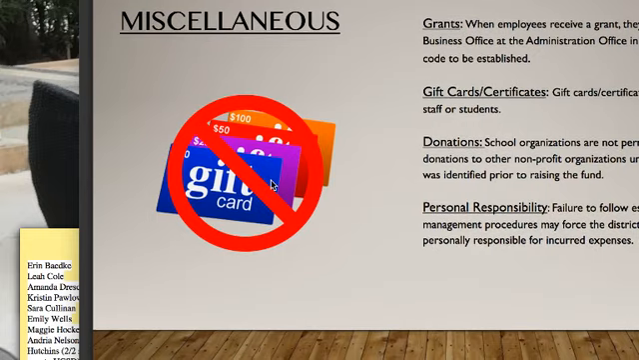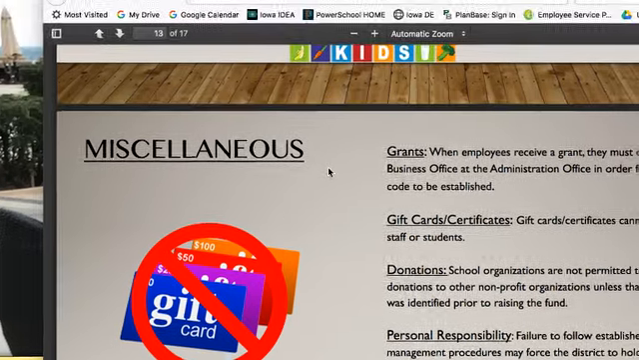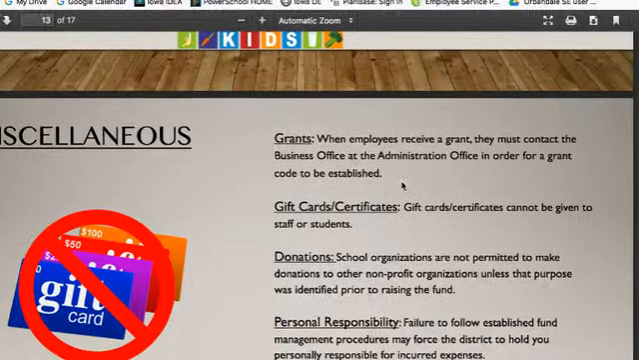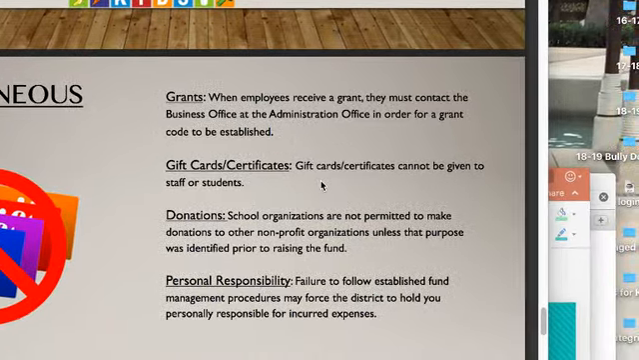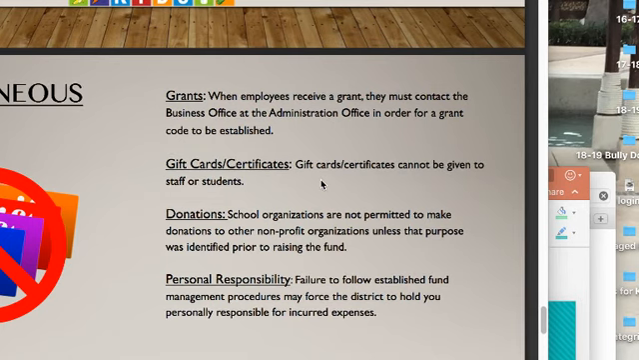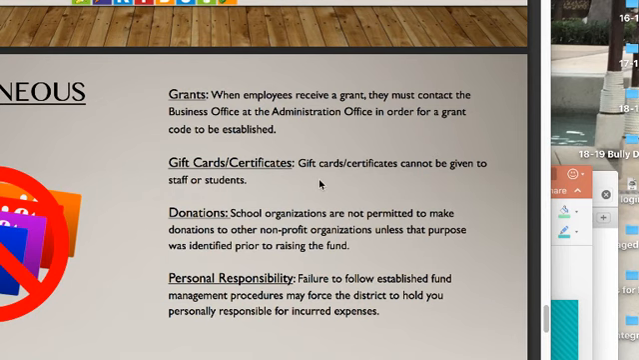Gift cards. So I mentioned the grants. When we receive a grant, we must contact the business office about that. We cannot use gift cards or certificates. We can't give those to staff, parents, volunteers, whoever, under the district umbrella.